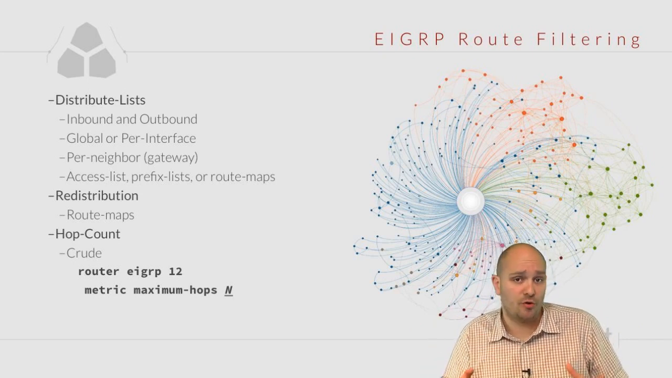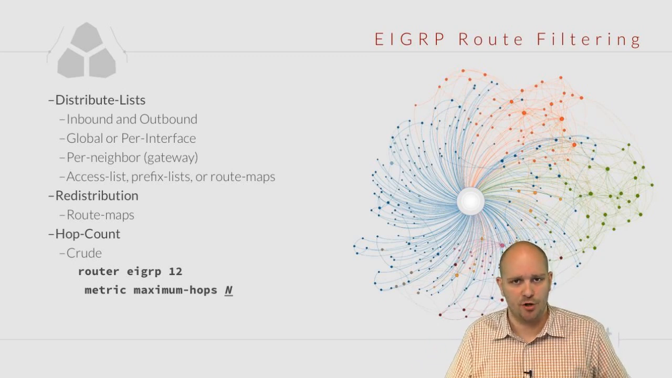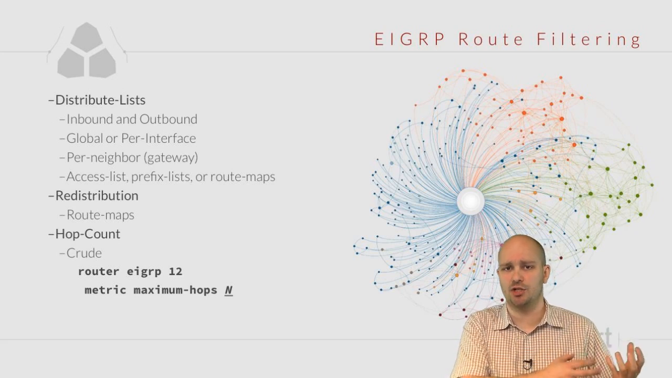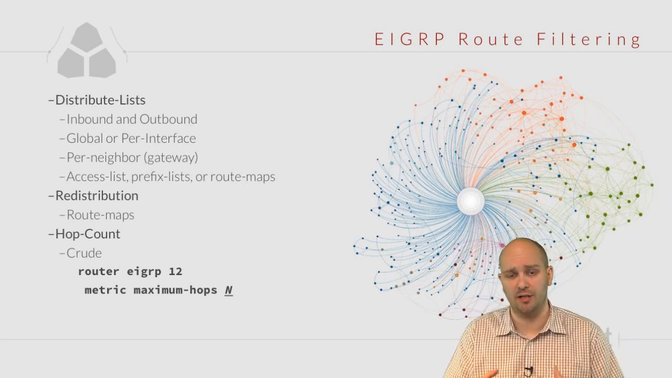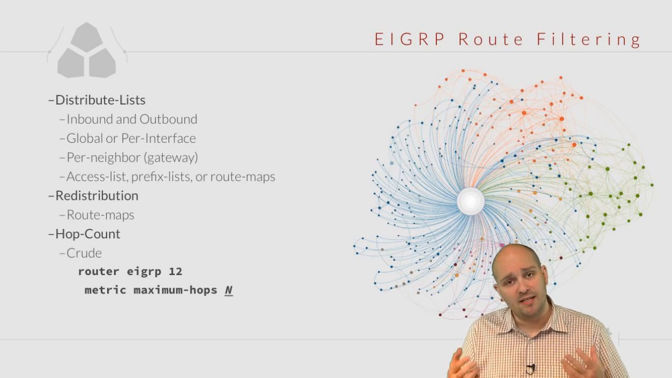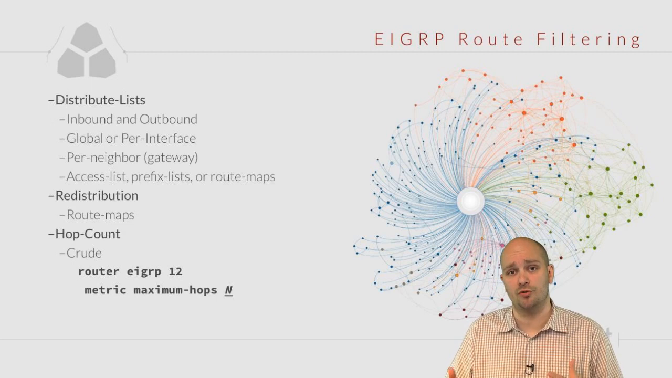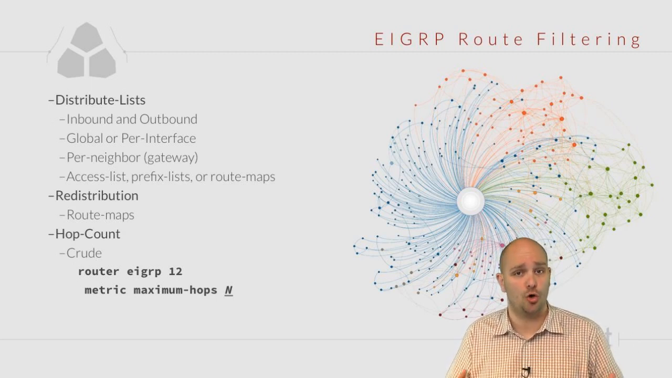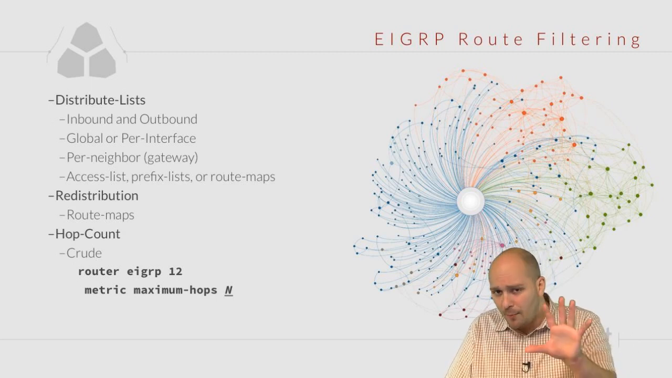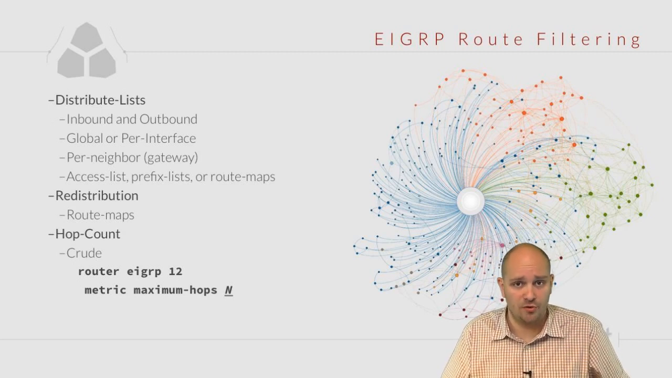Another place where route filtering is relatively common are redistribution scenarios. When we are injecting external routes from some other routing process into EIGRP or any other protocol, we can specify route maps, and then in those route maps we can allow certain routes to go into the protocol or not go into the protocol. But I'm going to talk about the redistribution filtering later on.